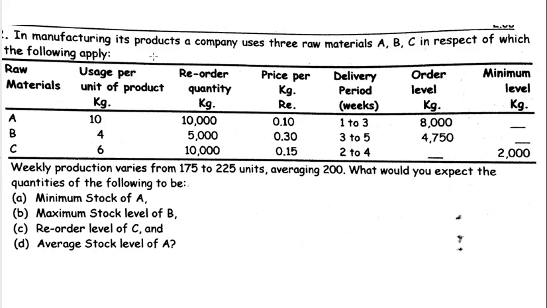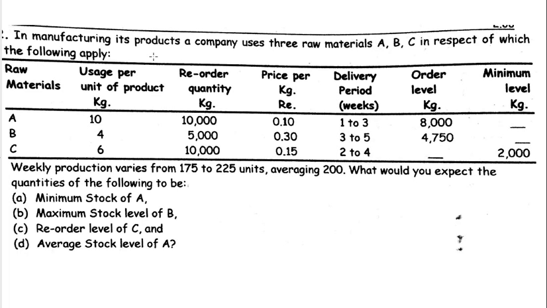Now, let us move on to the next practical problem. In manufacturing its products, a company uses 3 raw materials A, B, C, in respect of which the following apply. For A, usage per unit of product 10 kg, for B 4 kg and for C 6 kg. Reorder quantity for A 10,000 kg, B 5,000, C 10,000. Price per kg 0.1, 0.3, 0.15. Delivery period in weeks 1 to 3, 3 to 5, 2 to 4.